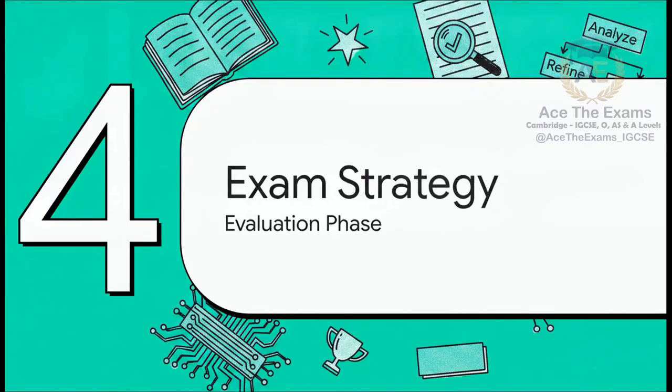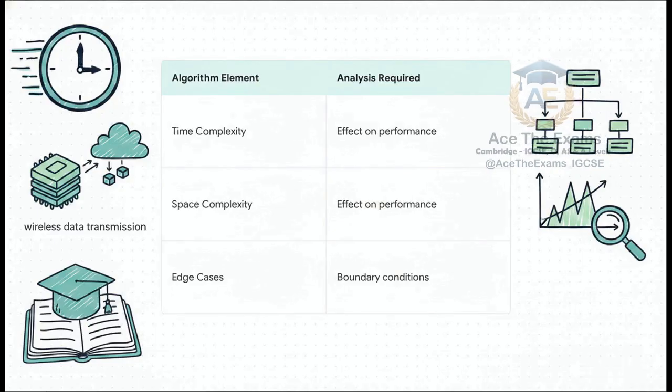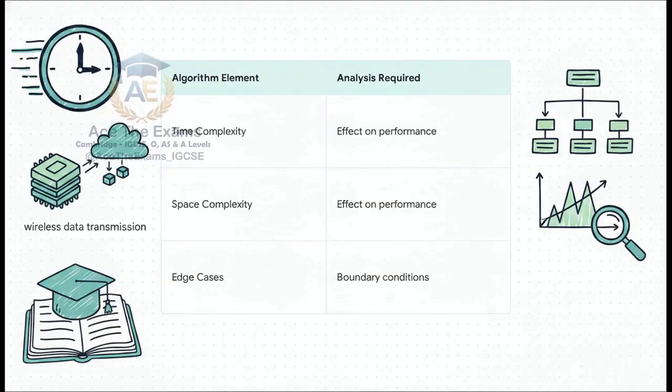Section 4. Evaluation and Exam Strategy, the final polish. This brilliantly illustrates how you must evaluate algorithm quality. Think about the time management matrix here. You absolutely shouldn't spend 10 minutes evaluating time complexity for a tiny 2-mark question. But for a high-value extended response, you must compare alternatives and make beautifully justified recommendations.